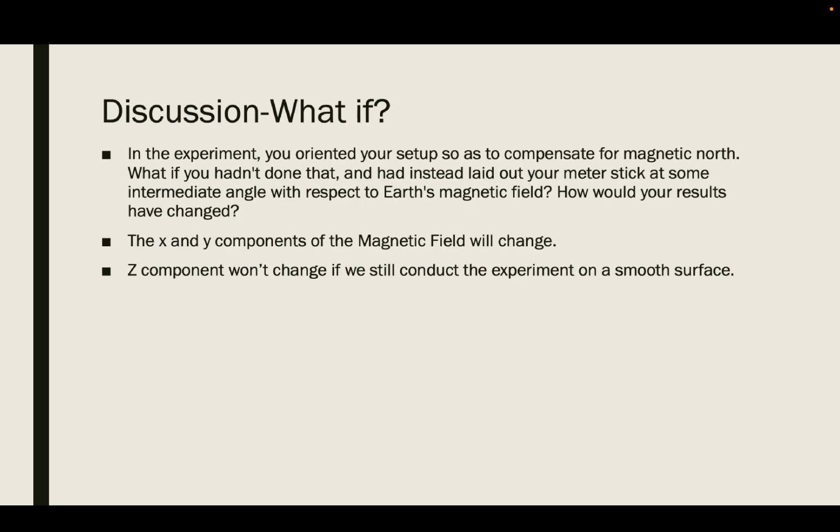What if we don't orient the setup to compensate for magnetic north? This will cause the x and y components of the result to change since magnetic north contributes to the x and y components for an intermediate angle.